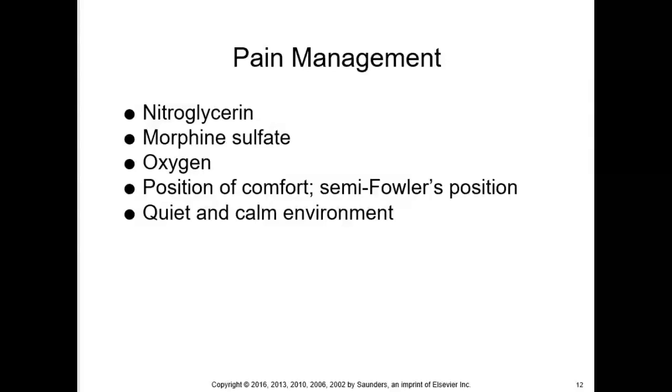If hypoxemia is present, the healthcare provider may prescribe oxygen at a flow rate of 2 to 4 liters per minute to maintain an arterial oxygen saturation of 90% or greater. Placing the patient in a semi-Fowler's position often enhances comfort and tissue oxygenation. A quiet, calm environment and explanations of interventions often reduce anxiety and help relieve chest pain.